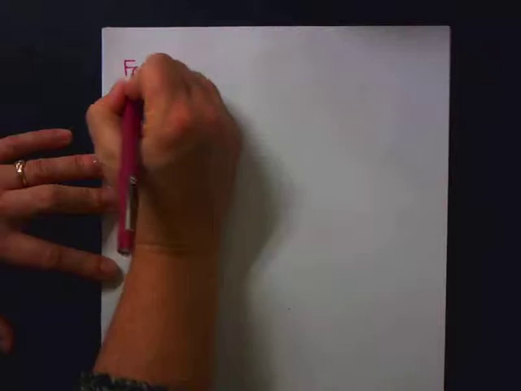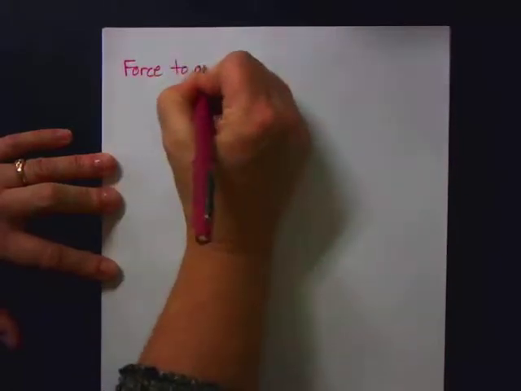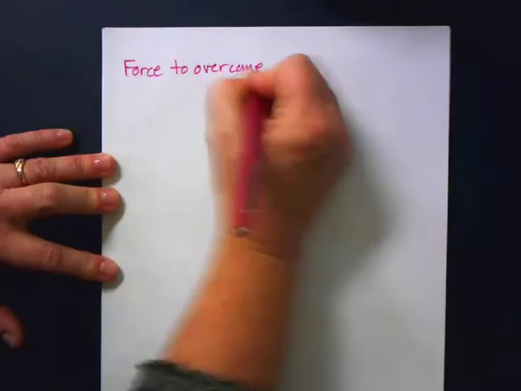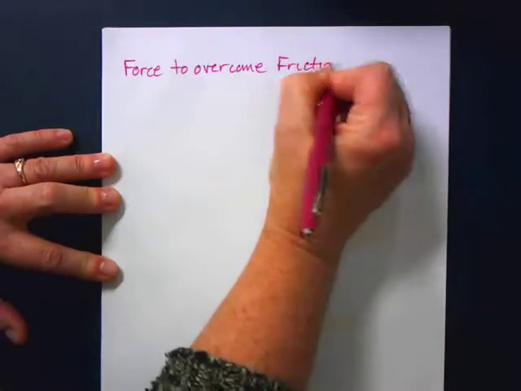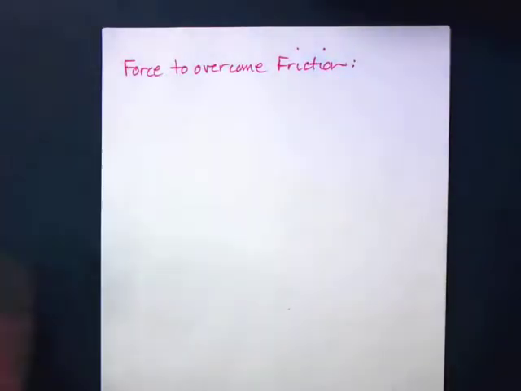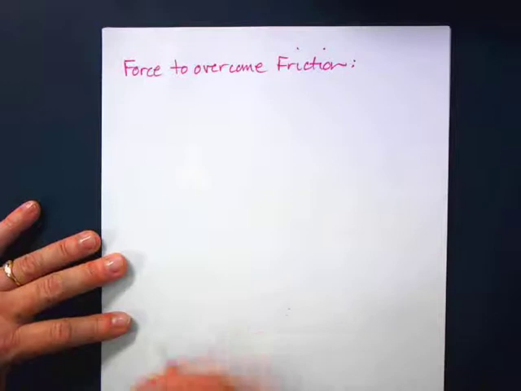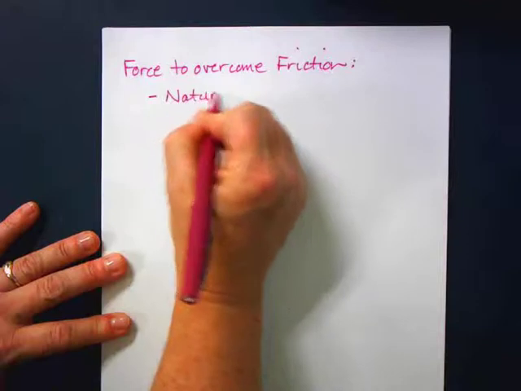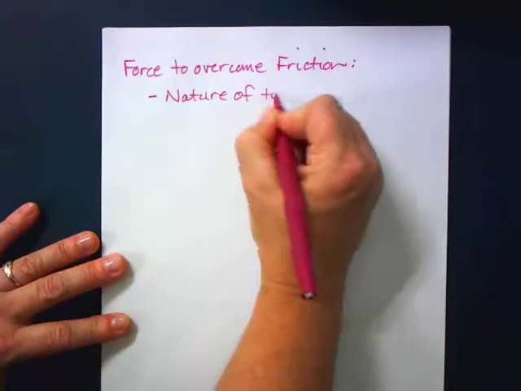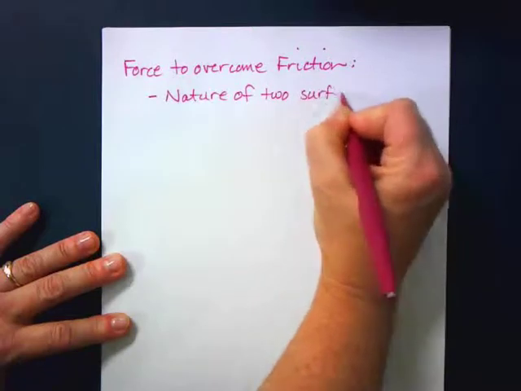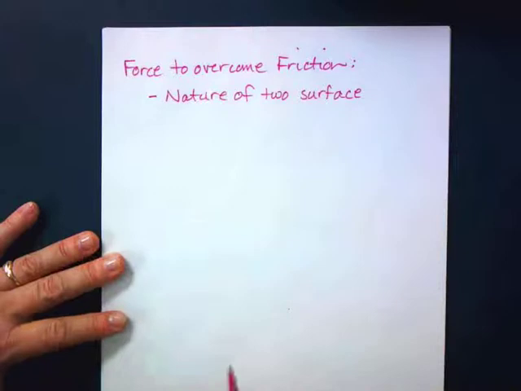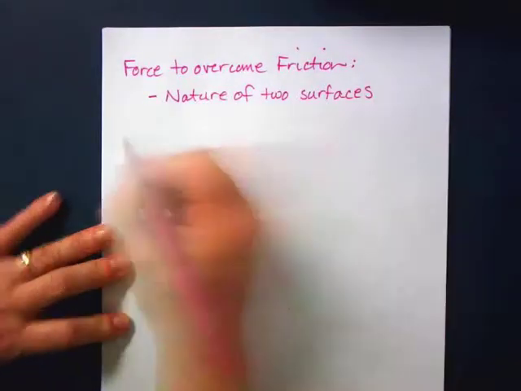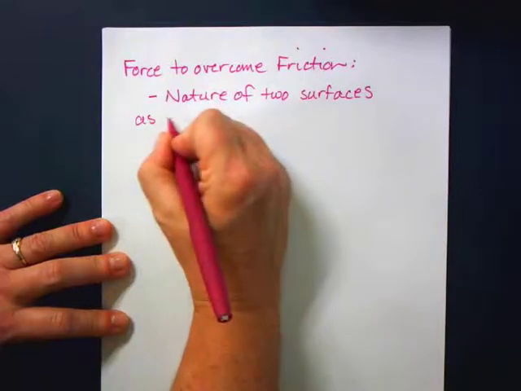So when we study friction, there are a couple of different factors that contribute to the force that it'll take to overcome the friction between two surfaces. The nature of the two surfaces. So can you think of some examples of surfaces that would come in contact? So nature of two surfaces as they come in contact.